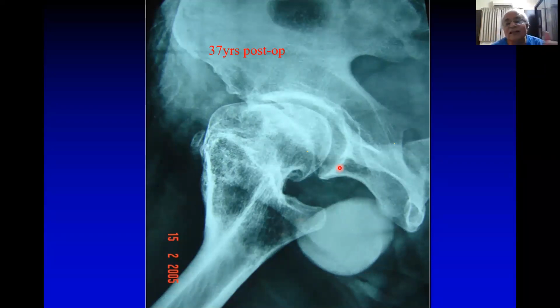But look at the life of this patient of 37 years. Look at the remodeling which has taken place. So the McMurray does work, but this is the situation. But today we will not displace so much. So we are doing something else, which I'll come to.